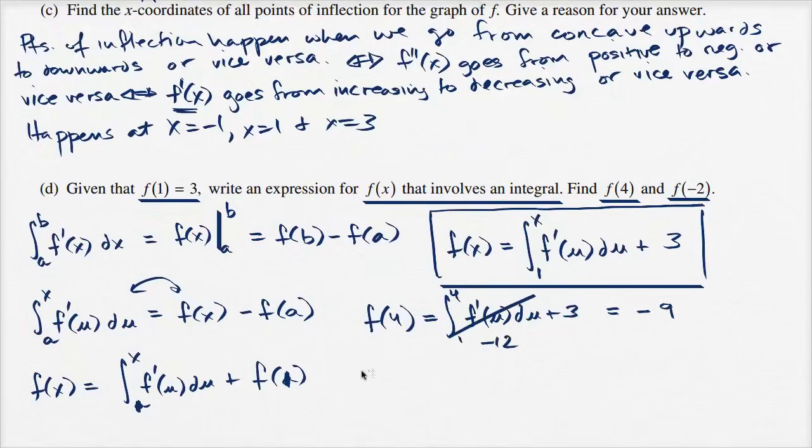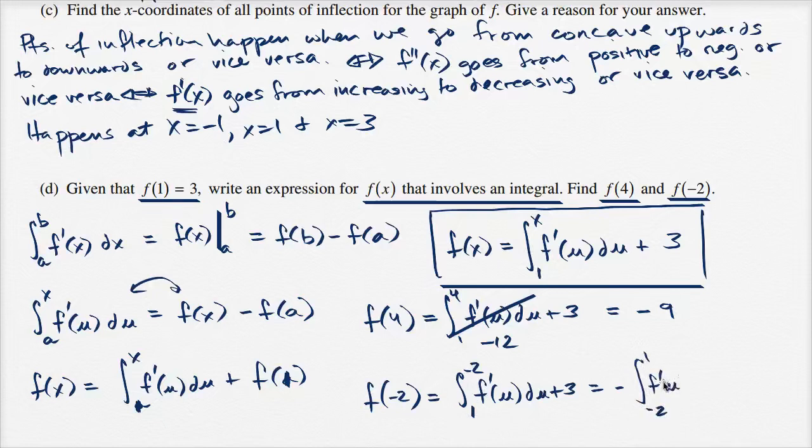All right. Now let's evaluate f of negative 2. F of negative 2 is equal to the integral from 1 to negative 2 of f prime of u du plus 3. Well, it feels a little strange to have the upper bound being lower than the lower bound, so we can swap the bounds and then add a negative out here. So this is going to be equal to the negative of the integral, if we swap the bounds here, from negative 2 to 1, of f prime of u du, plus 3.